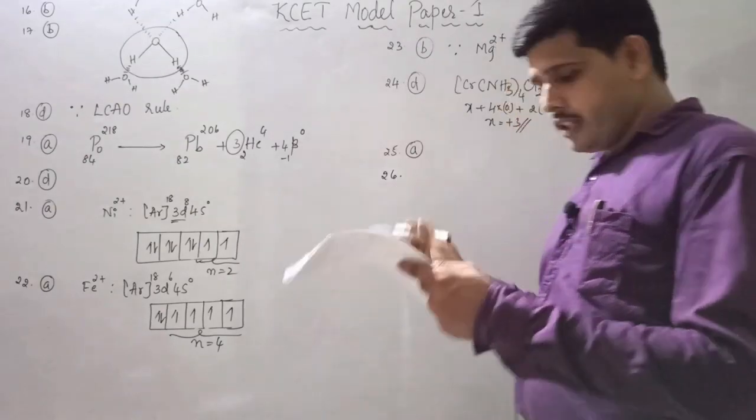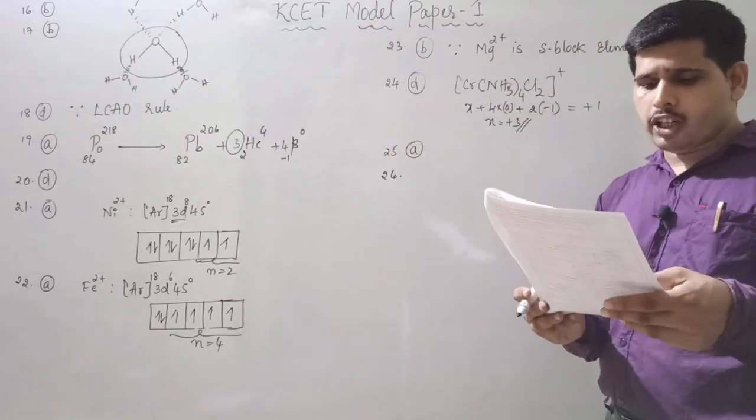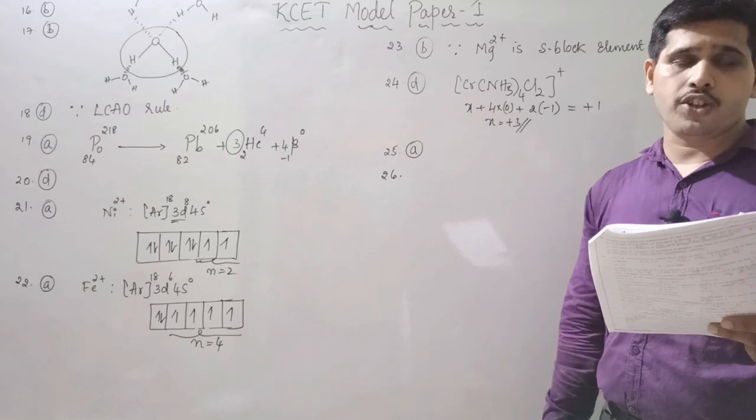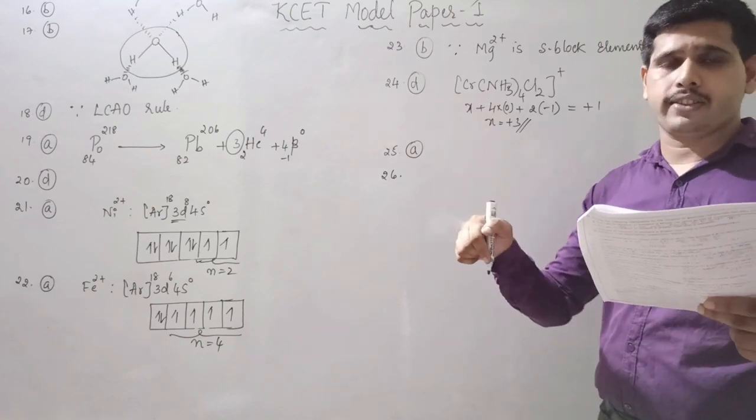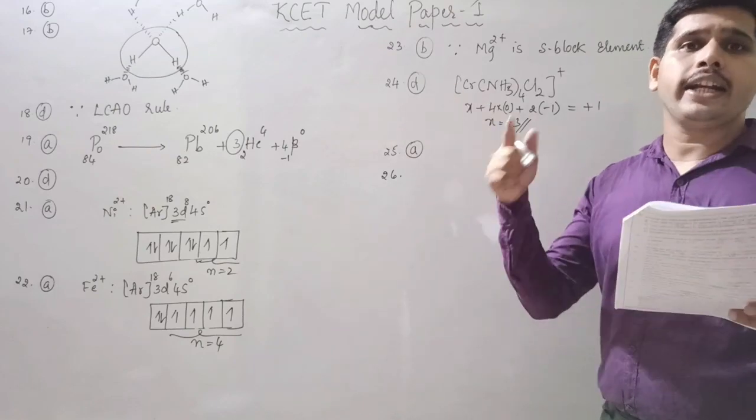Next, 26th one. How many EDTA molecules are required to make an octahedral complex with calcium? Octahedral coordination number is 6 and your EDTA is a hexadentate ligand.